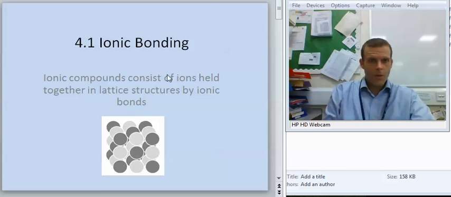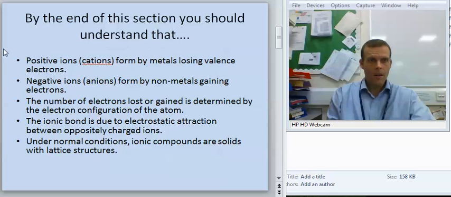Okay, ionic bonding. Ionic compounds consist of ions held together in a lattice structure by ionic bonds, and you can see a representation of a lattice.